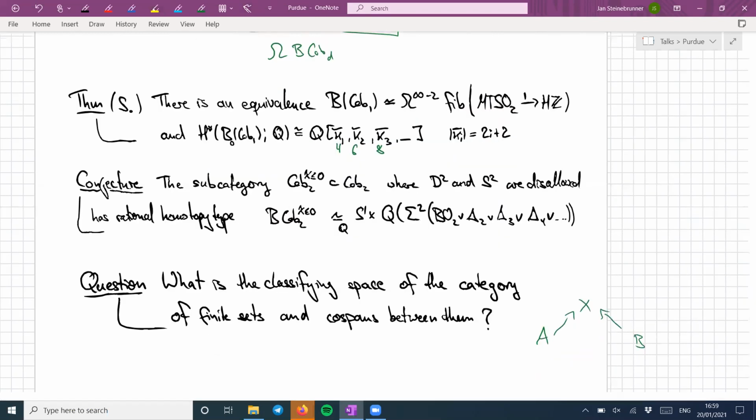At this point, I should also remark that oftentimes when you look at your favorite category and you ask what is this classifying space, the answer is oftentimes just that it's trivial. And the reason for that is that if a category has an initial object, then you can contract everything onto there. If a category has disjoint unions, then you can also define a contraction. A lot of these algebraic categories just have a contractible classifying space.